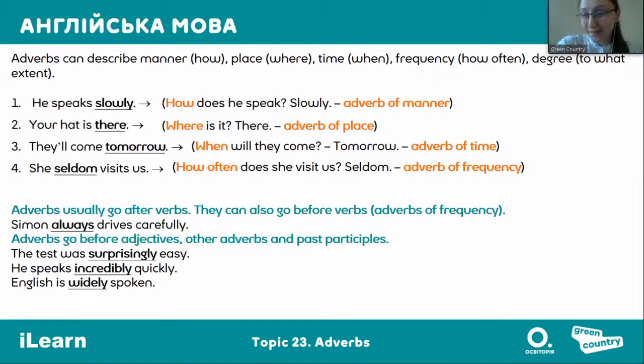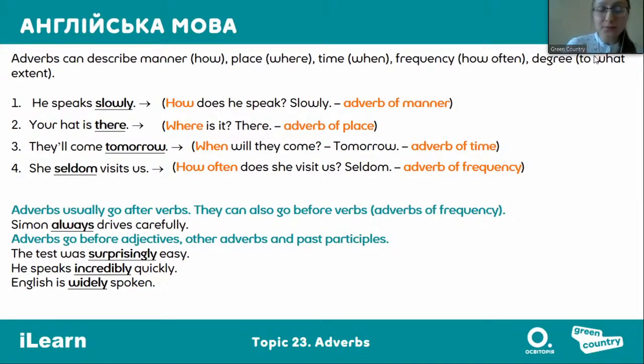But let's look next. One important thing that you need to know about adverbs is that they usually go after verbs, after the main verbs, but they can also go before some verbs. For example, adverbs of frequency. We usually say, Simon always drives carefully. We have a verb, drives, and we have always. So we usually put it before a verb.